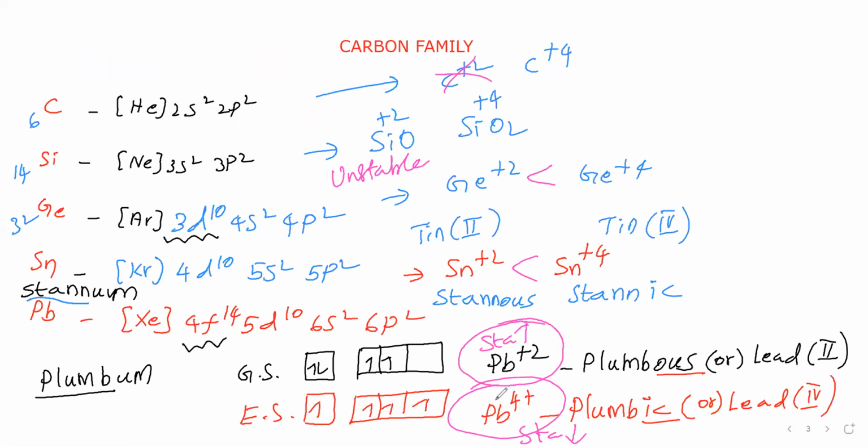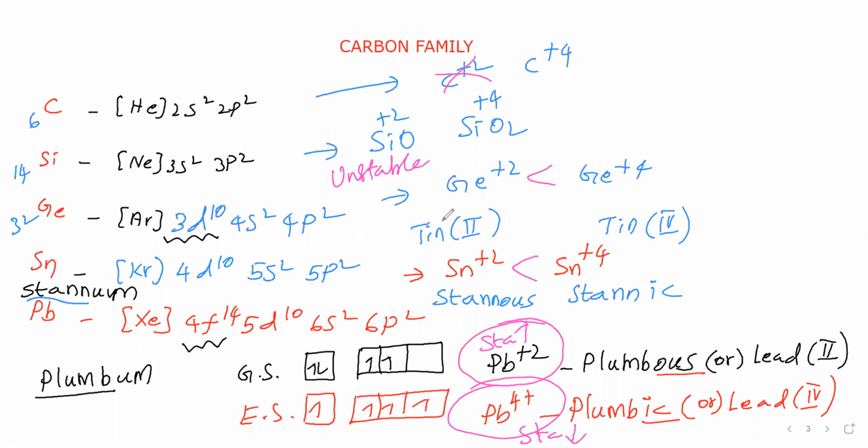So don't think that +4 is not existing. +4 is existing, +2 also existing. But if we compare the stability of these two, +2 has more. That is the meaning. So +2 stability is more than +4 stability because of 4f14. Because of 4f14, the 6s electrons are reluctant to go for unpairing. This effect we are saying as the inert pair effect. Because of the inert pair effect, +2 stability is more than +4 stability.